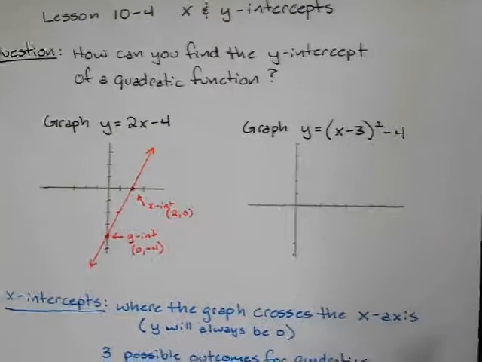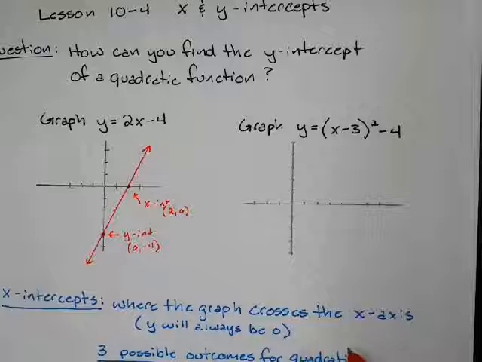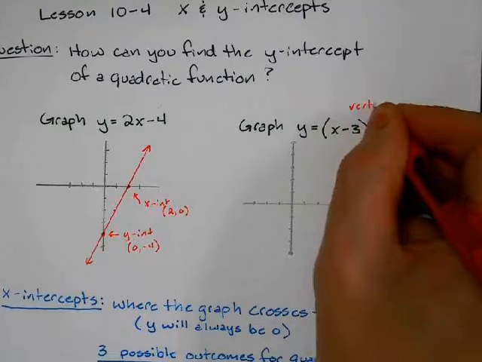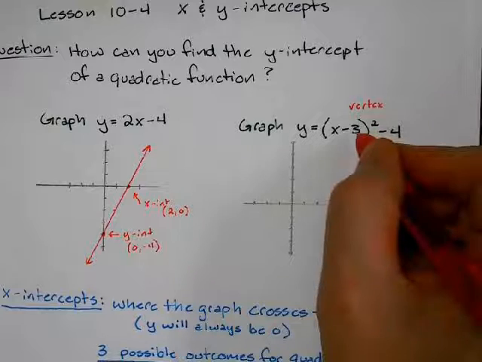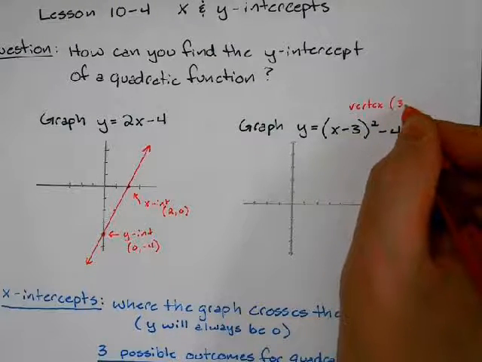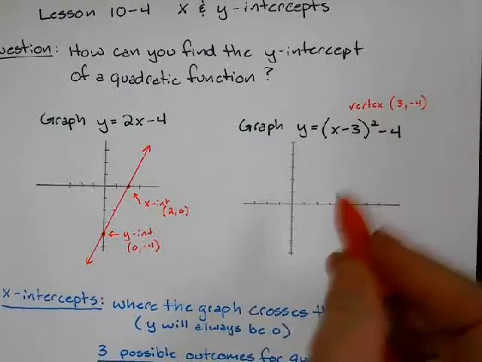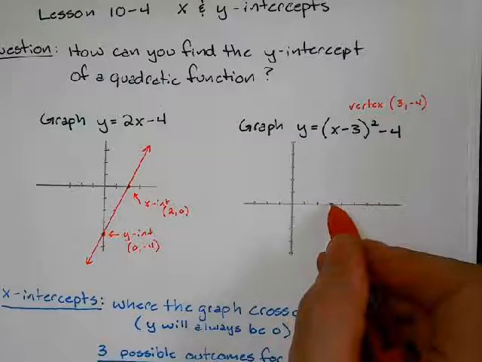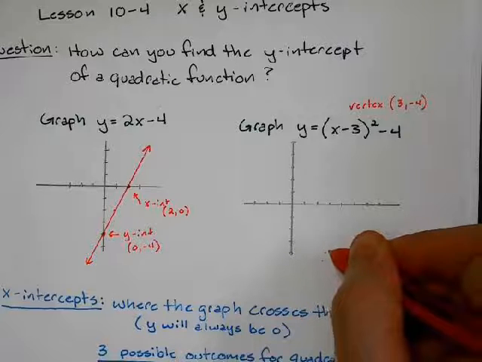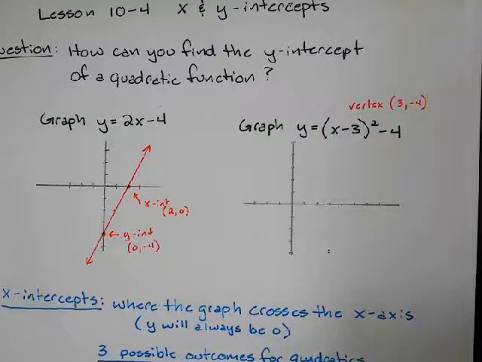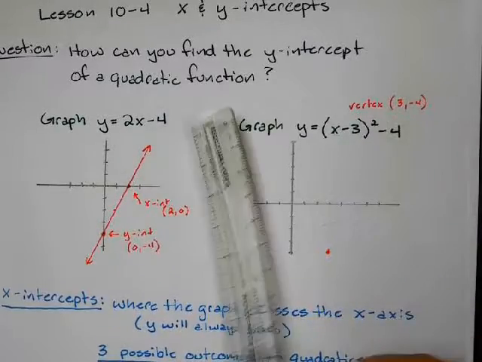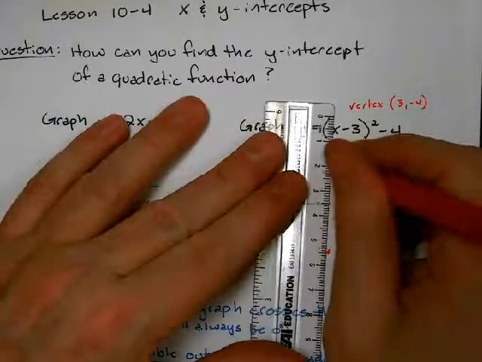Okay, graphing this other one. If we graph this other one, we can tell that our vertex, since it's in vertex form, would be (3, -4), because we take the opposite for the x value. So I would go over 1, 2, 3, and then down 4. I think that's right about here. Does that look good? Somewhere around there. And that tells me that my axis of symmetry goes right here.